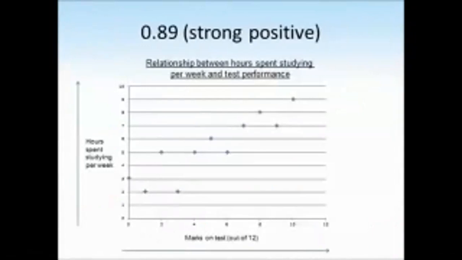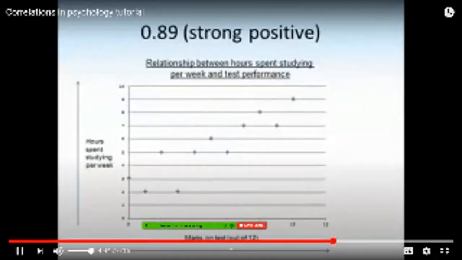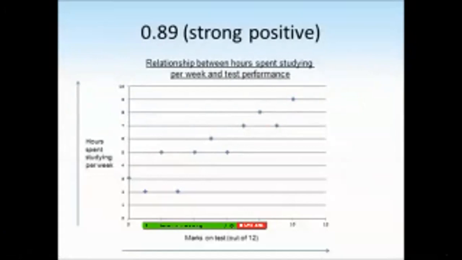So let's have a look at some scatter graphs which show correlations. Notice that on my graph, I have a title, relationship between hours spent studying per week and test performance. Really important, even if you're asked just to sketch a graph, that you include a title. It's also important that you label your axes. So here, we've got the number of hours spent studying per week and the marks on a test out of 12. Otherwise, it's just meaningless data.